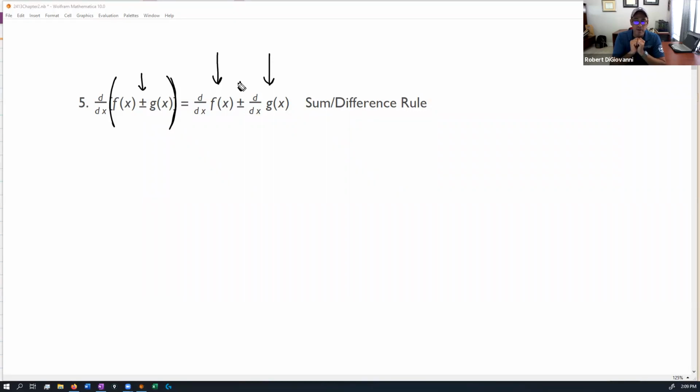This is called the sum or difference rule. And it actually works if you have 3 things added together or subtracted, or 4 things, or 5 things, or a million things. Doesn't matter how many you have. If there's separation with addition and subtraction, you can do them individually. It's called term by term differentiation. So I'll give you an example of this.